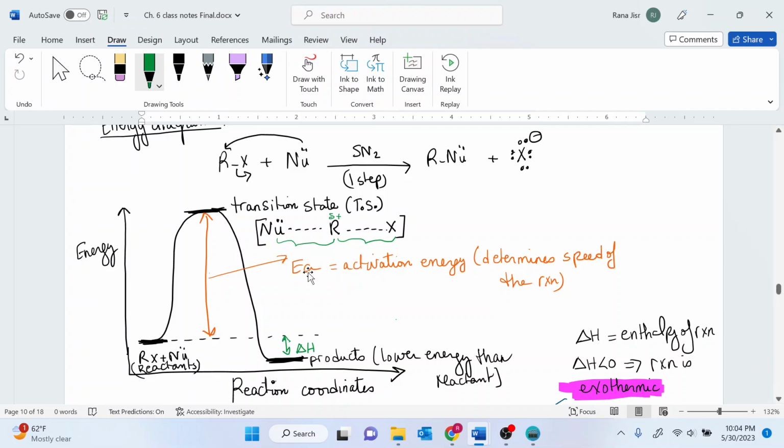The activation energy determines how fast the reaction is. And you always want your activation energy to be small so that your reaction is fast and not slow. So in order to know, you need to compare two reactions together to know their activation energies. The one that has a smaller activation energy is going to be a faster reaction. So here the activation energy is measured from the reactants to the transition state.